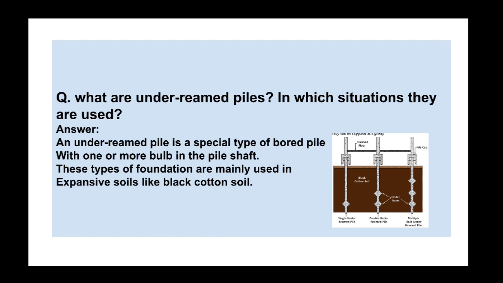Next one. What are under-reamed piles? In which situation they are used? Generally, under-reamed piles are mostly used in black cotton soil, and a bulb-like structure is there in the pile to resist more loads by more frictional resistance.